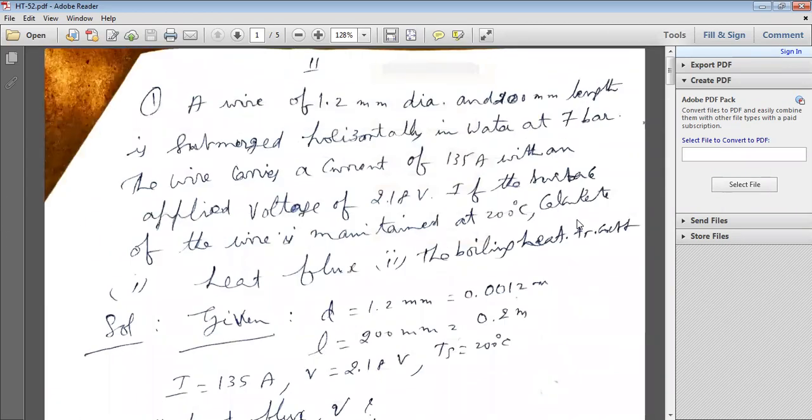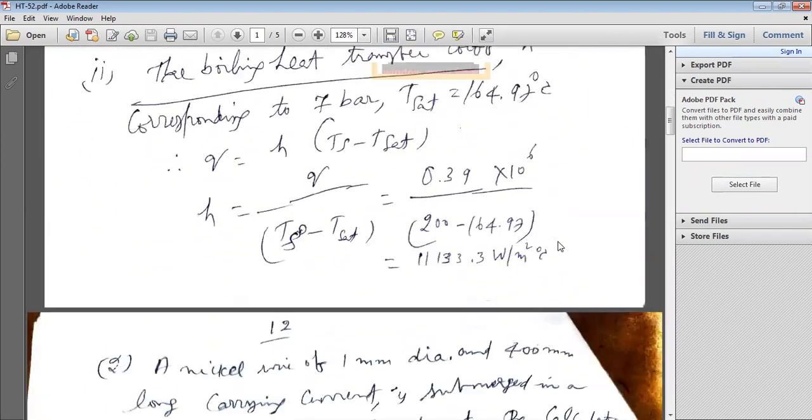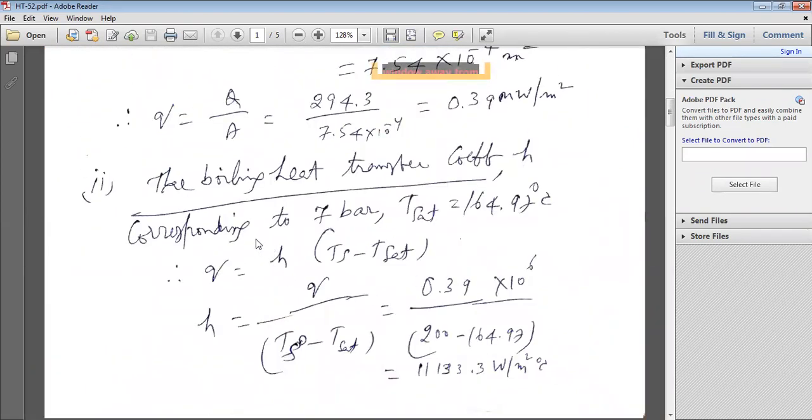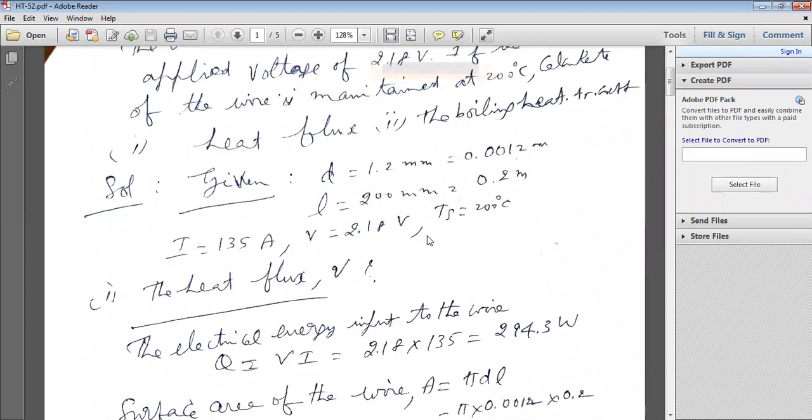Next, second bit, how do you calculate the boiling heat transfer coefficient? Heat transfer rate is equal to H A into delta T. H is the boiling heat transfer coefficient, but for unit area, heat flux small q is equal to H into 1 meter square. So heat flux q is equal to H into the surface temperature of the wire minus saturation temperature. The surface temperature of the wire is given at 200 degrees centigrade.